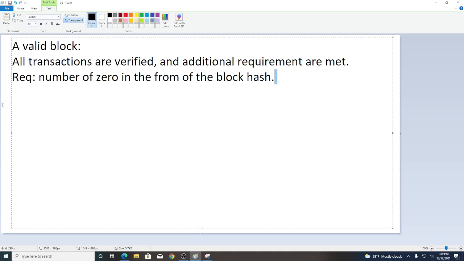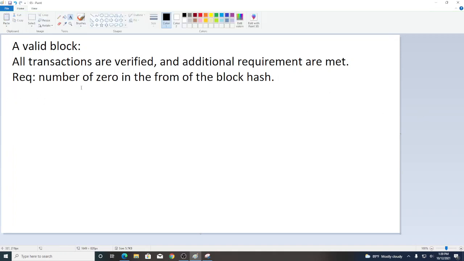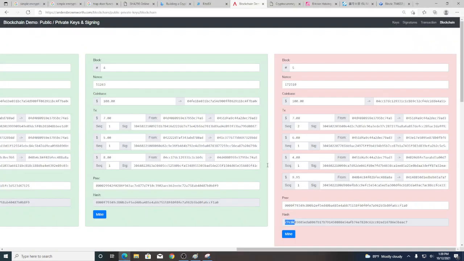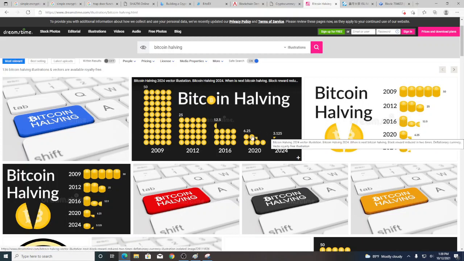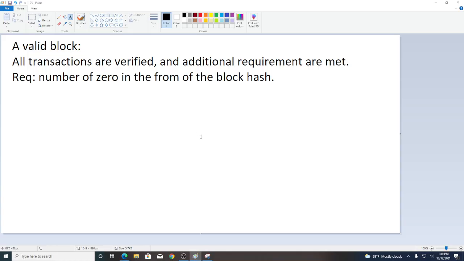So that's how competition for mining works. Remember I told you that not all miners get this reward. Where was the reward? Here. Not all miners get this reward of 6.25 bitcoins every 10 minutes. Only one miner, who is the first to solve the hashing problem, right, will get that reward, right? So how do we determine who is the first?